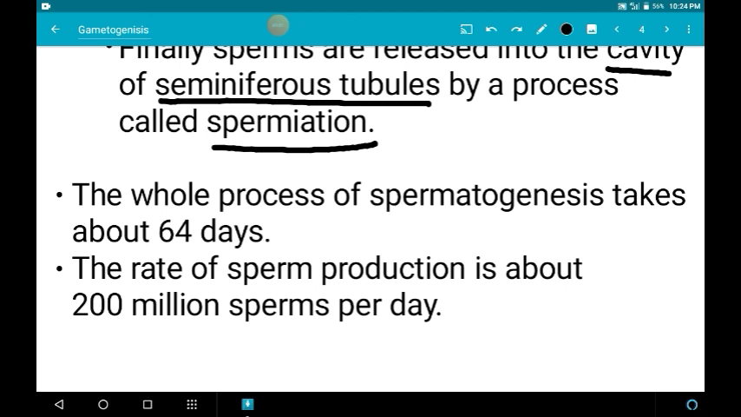Do you know how many days this process takes? The whole process of spermatogenesis takes about 64 days, and the rate of sperm production is about 200 million sperms per day. So again, the whole process of spermatogenesis takes about 64 days and the rate of sperm production per day is about 200 million sperms.